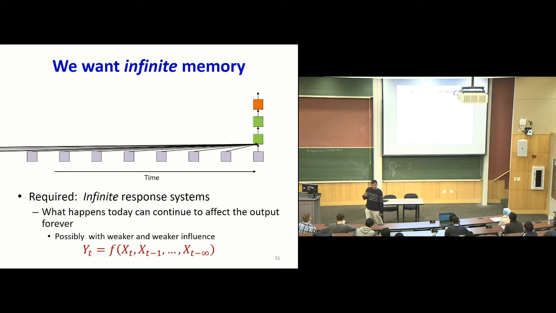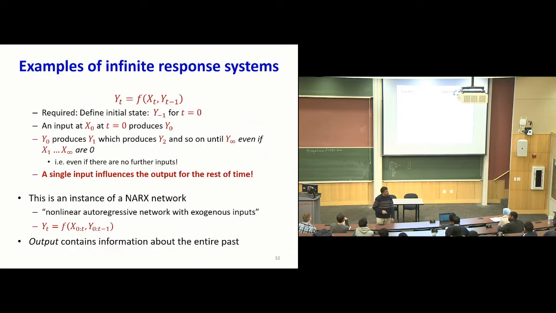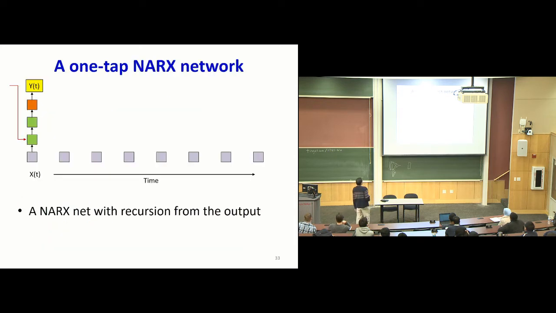Now, one of the characteristics that we wanted is that as you look further into the past, you want things that are in the remote past to have much lesser influence than something that happened in the immediate past. And a characteristic like this is likely to also satisfy this requirement under the right conditions. Anyway, so here's what a one-tap NARX network is going to look like.